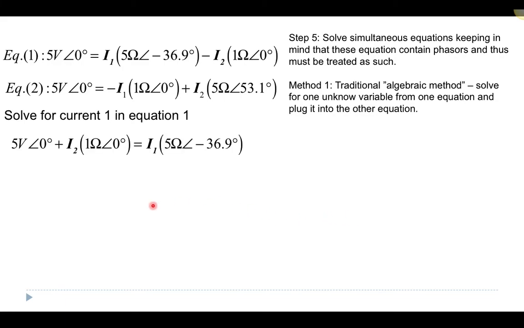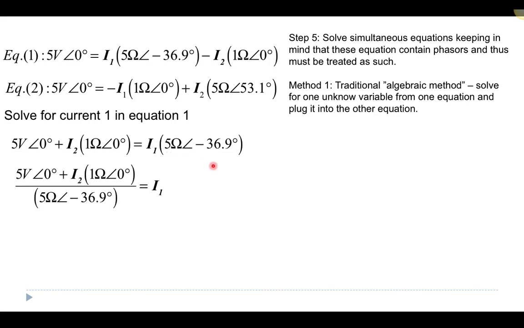So the very first thing I would do with equation 1 is I need to isolate that current. So I'm going to add this term to both sides of the equation, and I get the 5 volts plus the I2 term is equal to I1 multiplied by the impedance that was equivalent here. The next thing I'm going to want to do is isolate the current I1, and so I would divide both sides by 5 ohms, phase angle of minus 36.9.